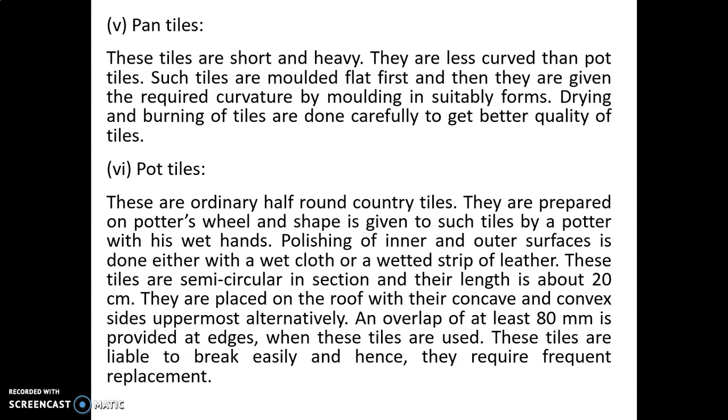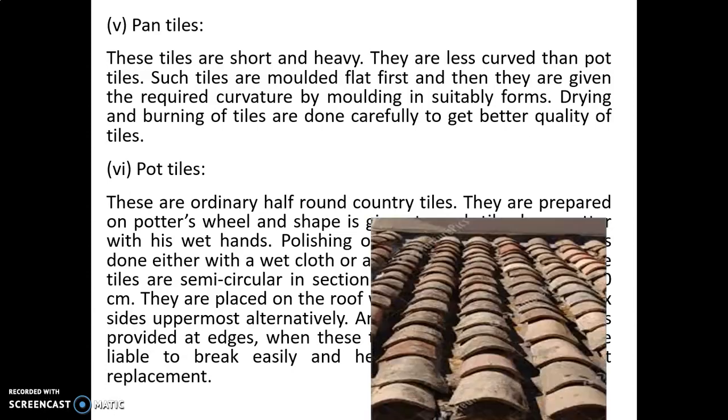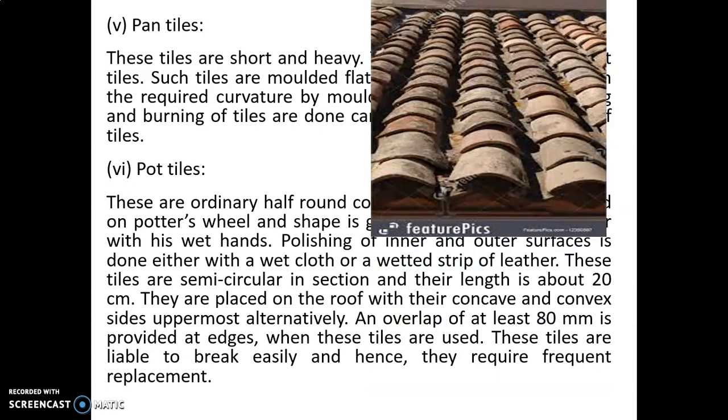They are placed on the roof with their concave and convex sides uppermost alternatively. An overlap of at least 80 mm is provided at edges. These tiles are liable to break easily and hence they require frequent replacement. The image shows the pot tiles.